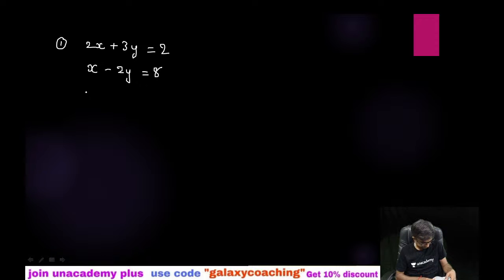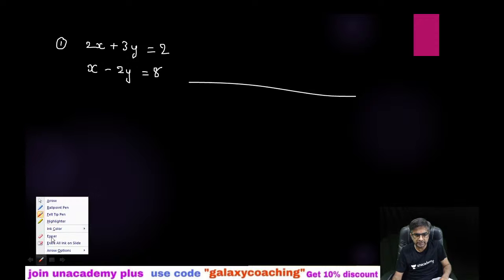Question number 1. 2x plus 3y equals 2, and second, x minus 2y equals 8. Which type of line will you get in this question guys? Tell me. Sorry dear, we don't have a poll, but I can give you options.